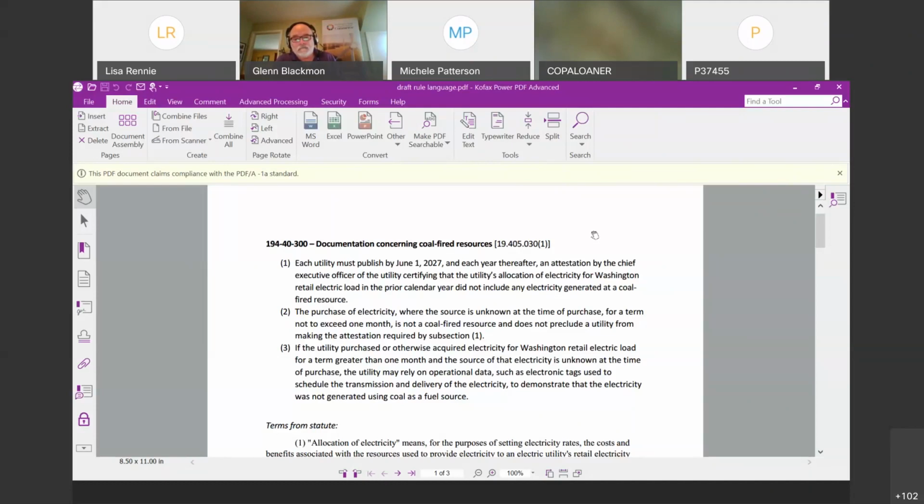But we think that any kind of operational approach to evidencing or demonstrating compliance for those purchases should be deferred to the market work group. Thank you very much. Okay, great, thanks.